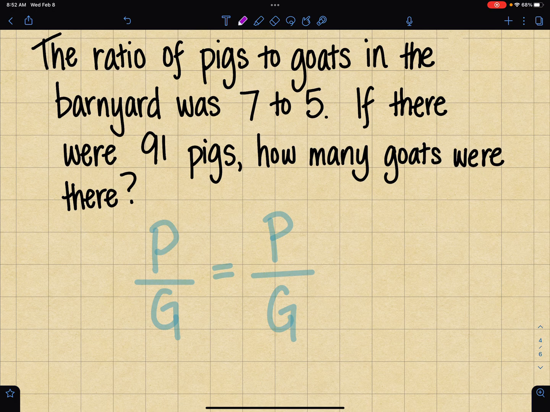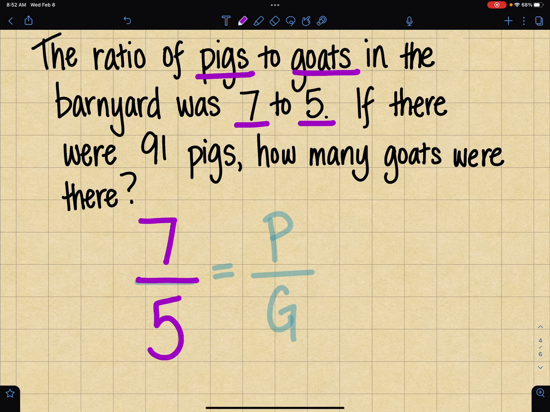Let's do pigs to goats because that's how it stated it in the problem. So the pig to goat ratio is 7 to 5. So instead of pigs, I'm going to write the number 7. And instead of goats, I'm going to write the number 5. Okay, and then it tells us there were 91 pigs. So that number is going to go right here where the P is for pigs. So there's 91 pigs, so I'm going to write 91.